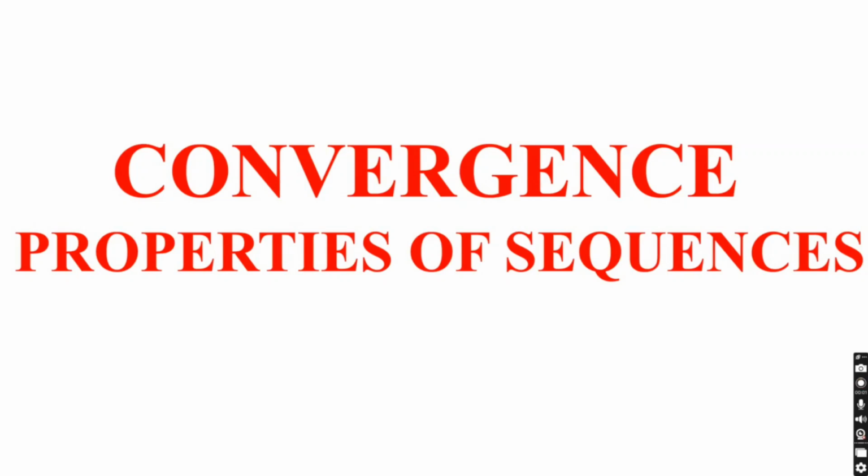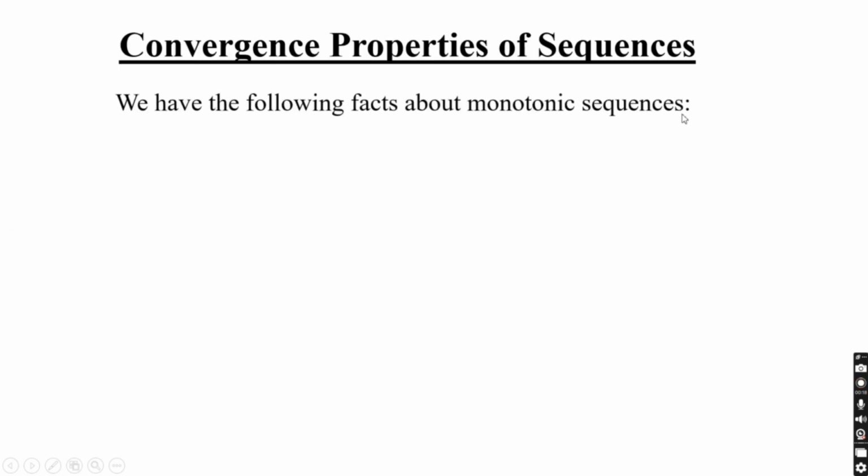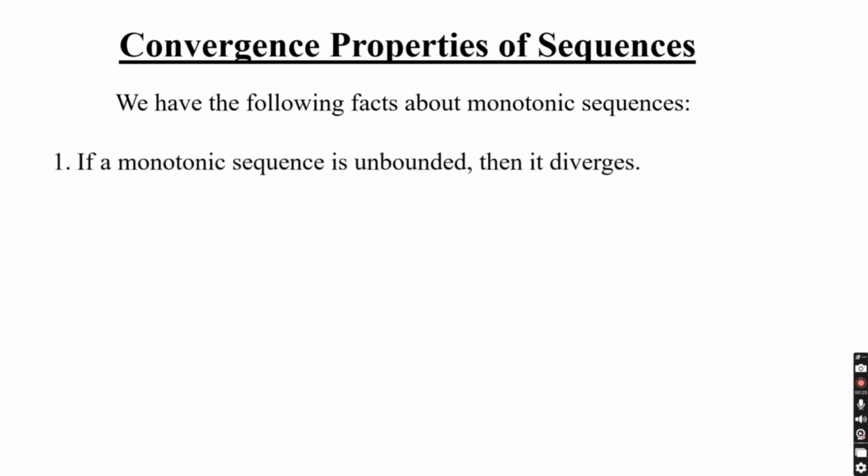Now this video covers topics about convergence properties of sequences. We have seen 3 videos about limit of sequences, and now convergence properties of sequences. First thing is, what does it mean, convergence? We have the following facts about monotonic sequences. If a monotonic sequence is unbounded, then it diverges because there is no limit.